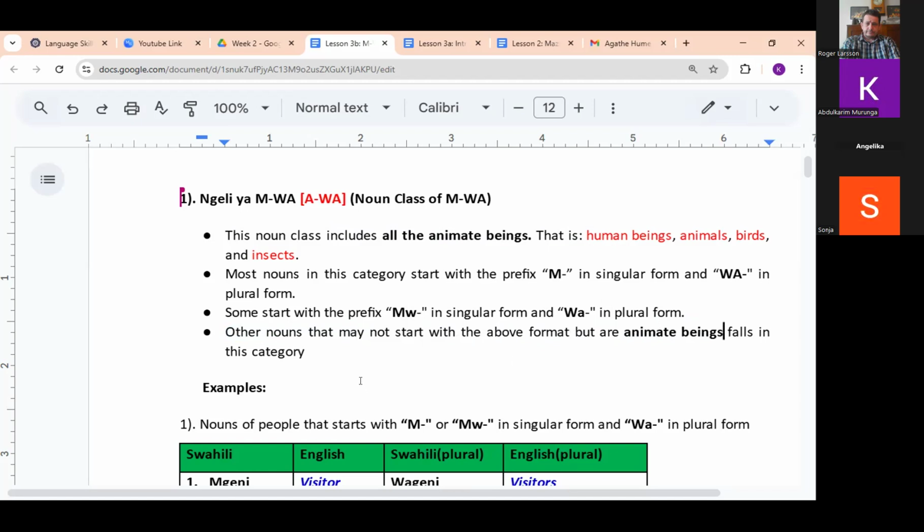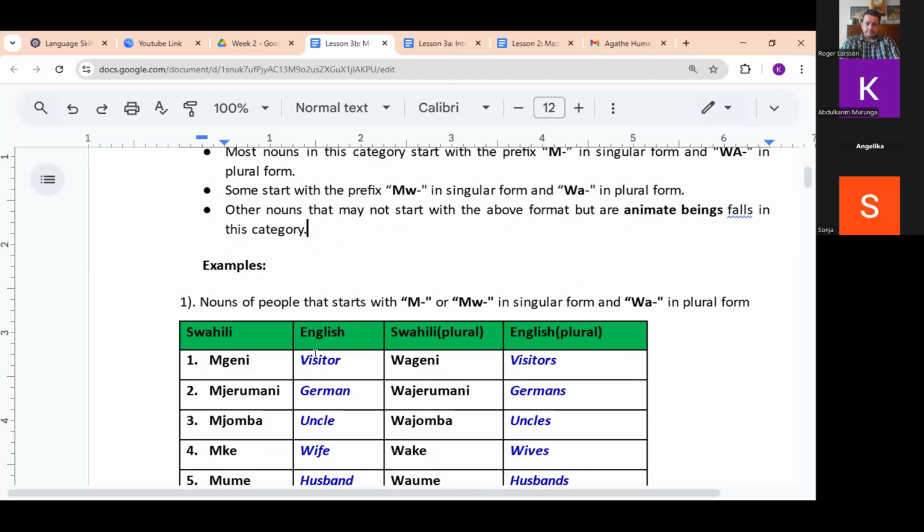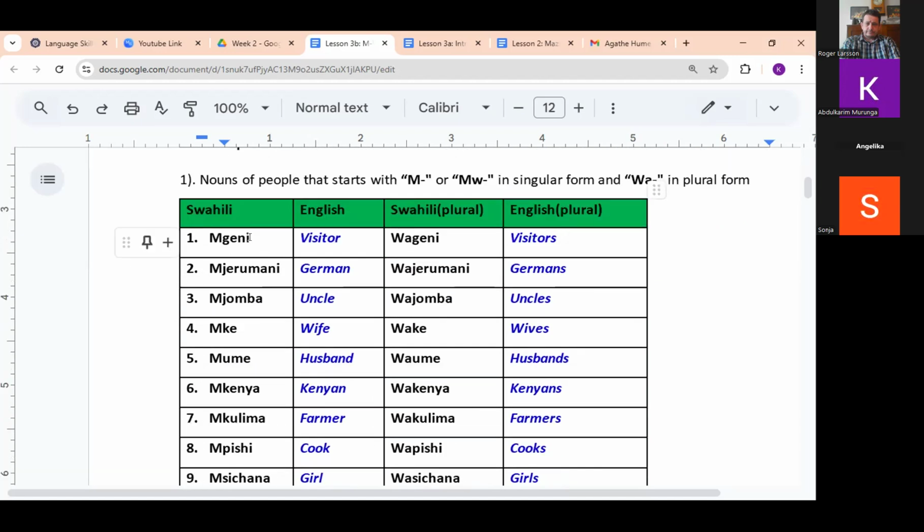Yeah, they don't start with this category, but they are animate beings. Mostly the names of animals like Simba. Other occupations such as daktari, dereva, nahodha, and so on fall into this because they are animate beings. So we can start with examples. Nouns starting with M or MW in singular form and WA in plural form.